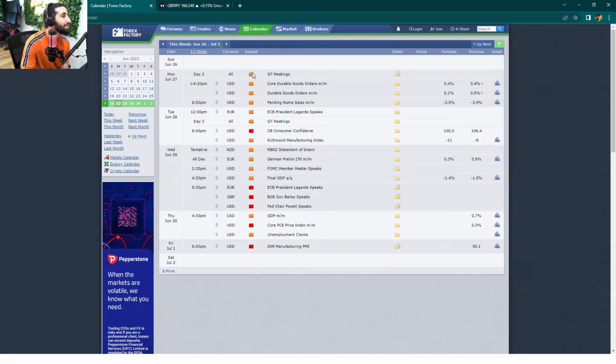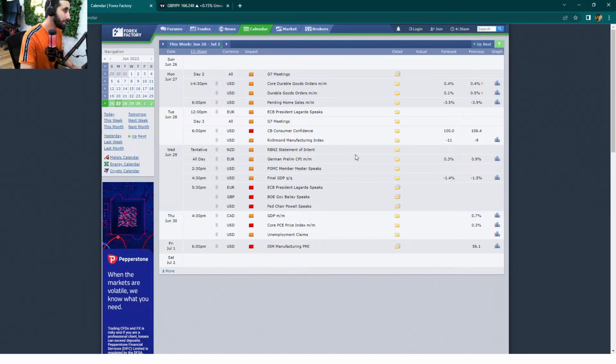This orange means it's a medium effect on the market. But the red one, like here, for example, this is going to be on Tuesday, tomorrow. CB consumer confidence. Once you see the red news, know that it's going to have a huge effect, where the market is going to go up quick, or go down quick, or something like that. But just expect something to happen very fast, right?